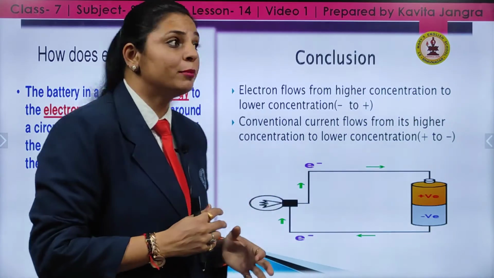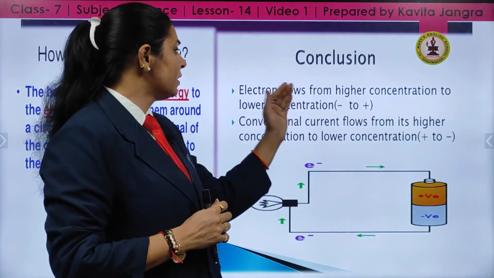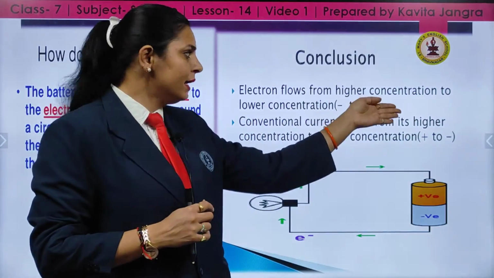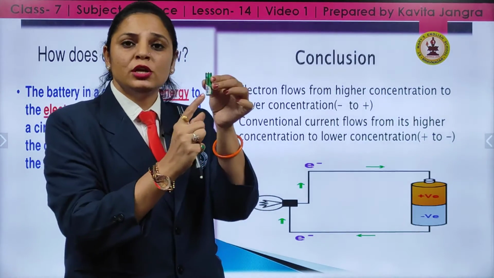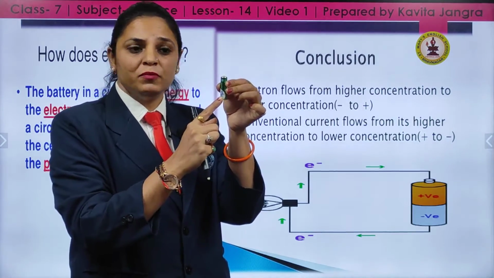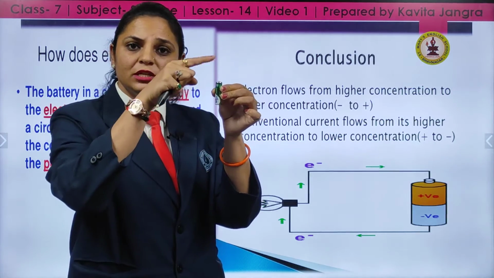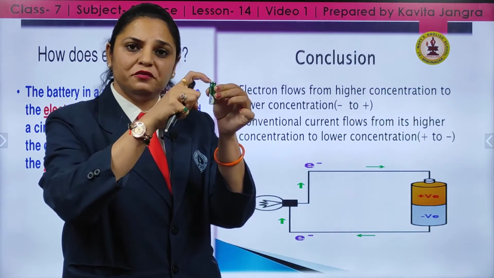So what do you conclude from here? That the flow of electrons will be from high concentration to low concentration. Where is the high concentration? At the negative terminal of the cell. And it will flow towards the positive terminal of the cell, where electrons are deficient.